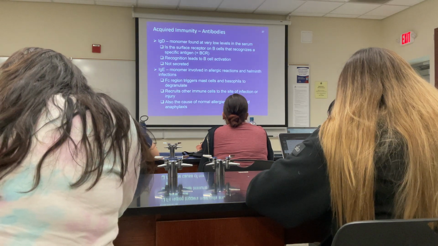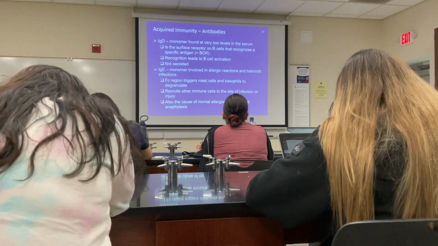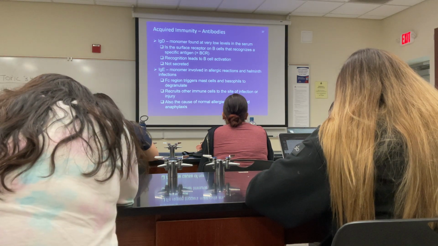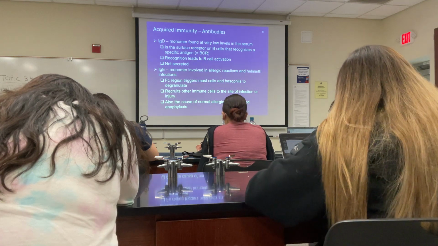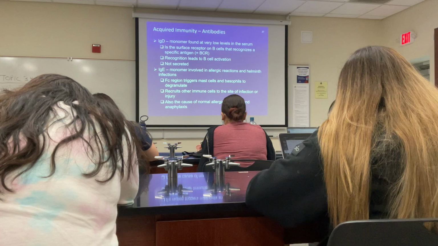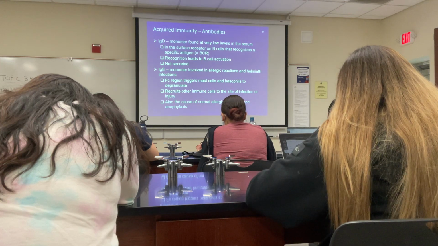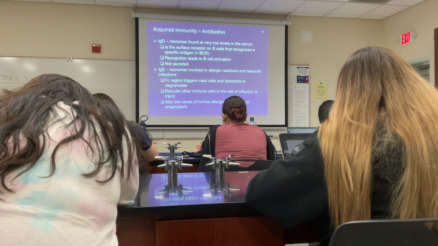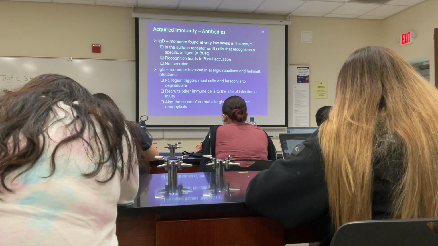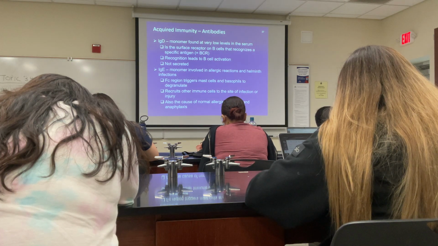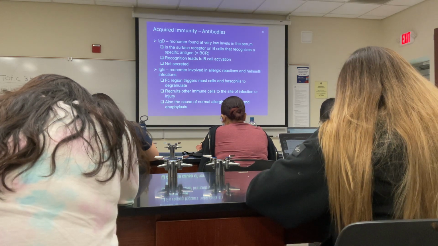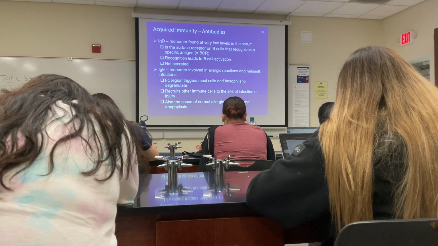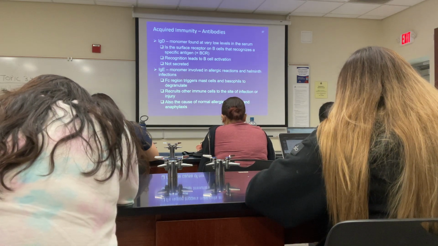IgD is a monomer, but it's found in very low levels in your serum because it's the main thing that serves as your B cell receptor. The only time you would find it in solution is if a B cell dies and releases that receptor. Most of the time, it's never secreted by a B cell. It's just attached to the surface of the B cell. And it's the one that can bind directly to the specific epitope and trigger internalization, chewing something up, and then presenting a fragment on MHC II.